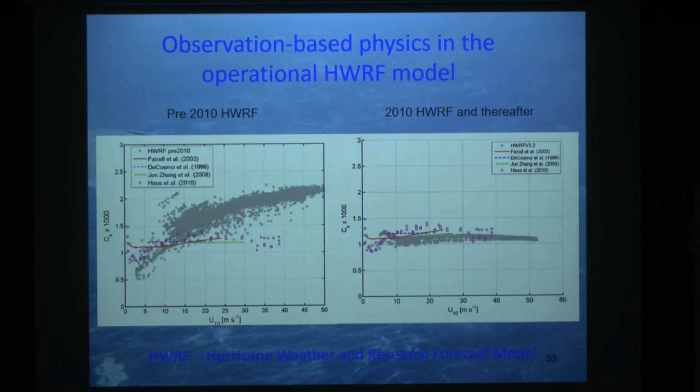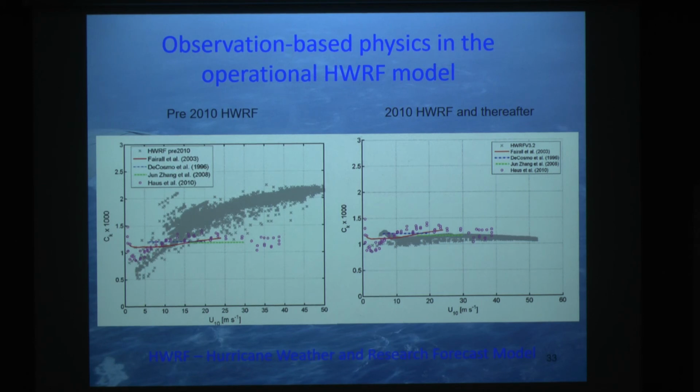So this is just an example. We modified the CK exchange coefficients in HWRF. HWRF is the Hurricane Weather Research and Forecasting model. It's a regional, operational model used by the National Hurricane Center in real time. Actually, this model gives the best intensity forecast, compared to the ECMWF, the European model, or the GFS model. Those are global models. They are good for track forecast, but HWRF is good for intensity forecast.